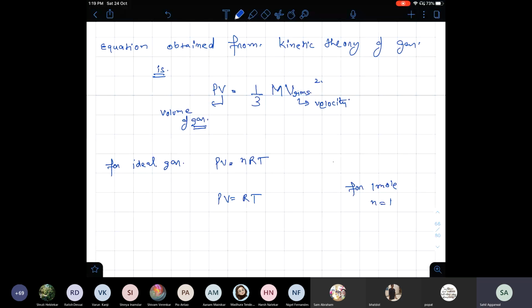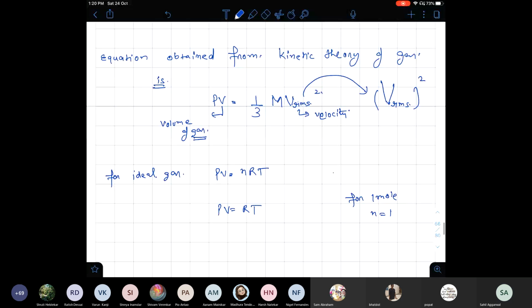It is V RMS square. This is a separate kind of velocity, written as V RMS. It is a specific kind of velocity, and we will talk about it. Basically it is a velocity only, we are squaring the velocity. Okay, Amod, this is a particular type of velocity, root mean square velocity. So we are just squaring the velocity.